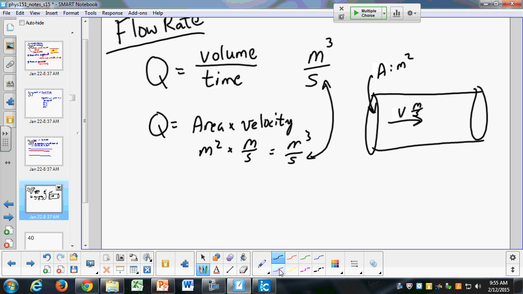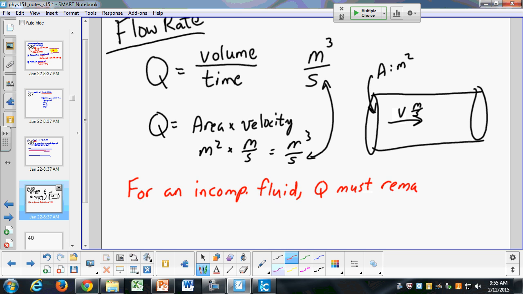Now your speeds might change along the way, and we'll see that later, that when your vessels get smaller or bigger, then that v will be different, but the flow rate must always be the same. So for an incompressible fluid, Q must always remain constant. And it's a simple argument.